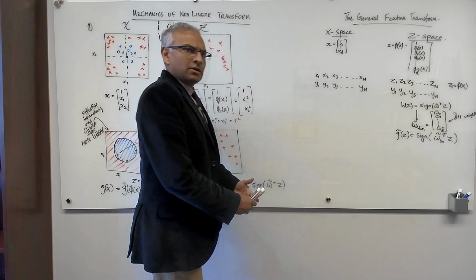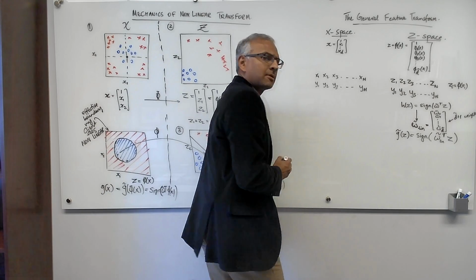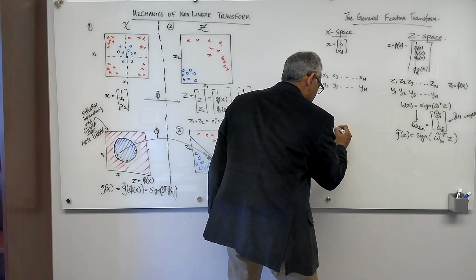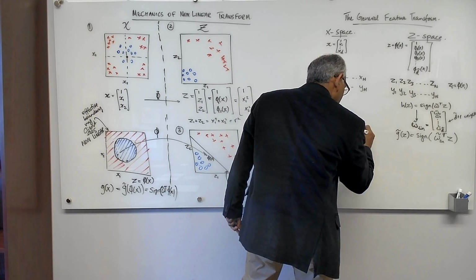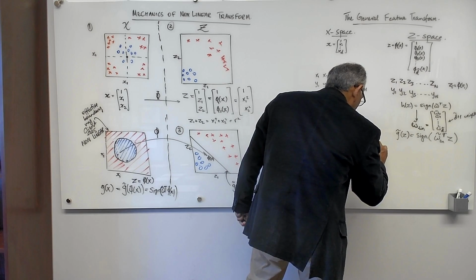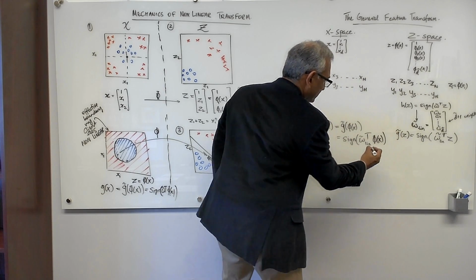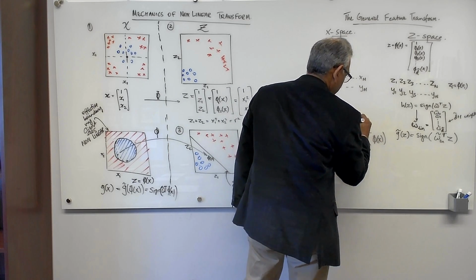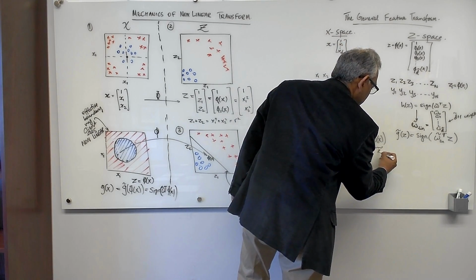Okay? So then I need to classify in my X space. So I need to have a final hypothesis in my X space. And the final hypothesis in my X space is actually well defined. g of x is equal to g tilde of phi of x, which is equal to sign of w lin tilde transpose phi of x. This guy is what we were calling z.